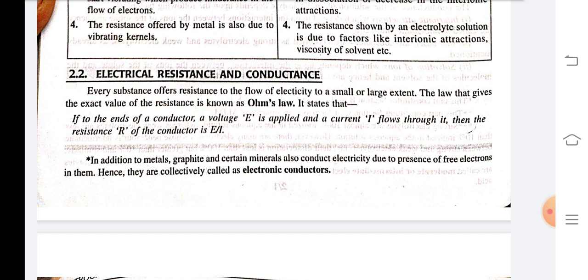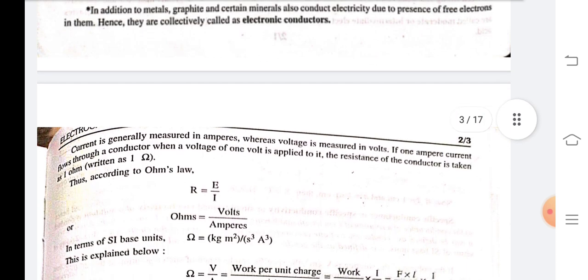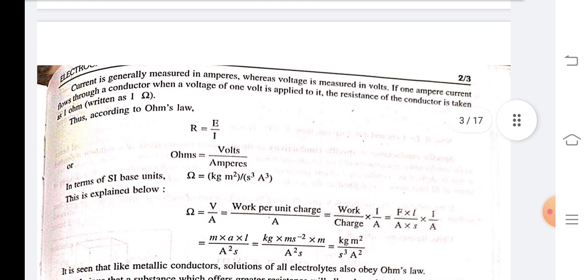It states that if a voltage E is applied to the ends of a conductor and a current I flows through it, the resistance R of the conductor is E by I. Current is generally measured in amperes, whereas voltage is measured in volts. If 1 ampere current flows through a conductor when a voltage of 1 volt is applied to it, the resistance of the conductor is taken as 1 ohm, written as 1 Ω.